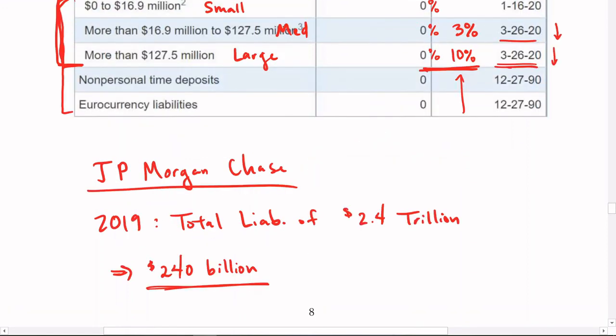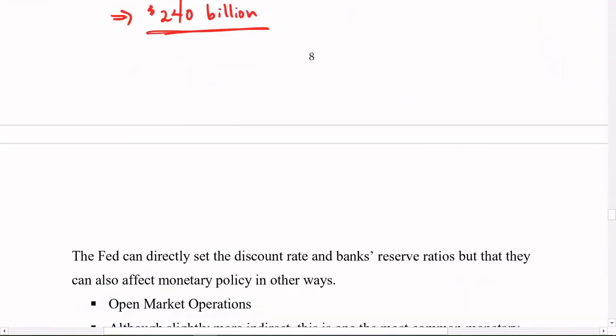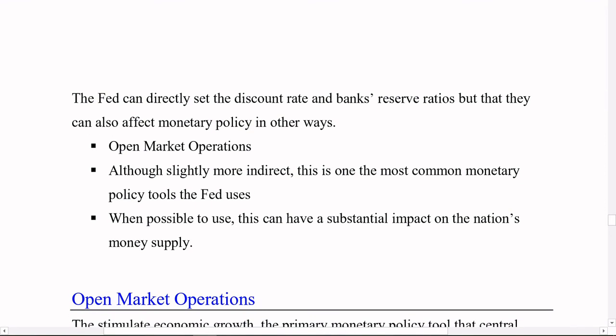And so now all sorts of banks who were falling within these two categories, who previously had a lot of money held up, unable to be used, it's now free to be loaned out. And so that's going to definitely increase the money supply and put downward pressure on interest rates, which is the goal of the Federal Reserve in the first place. Okay, so I think that's it. That's it for reserve ratios.